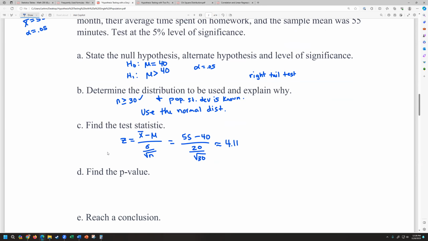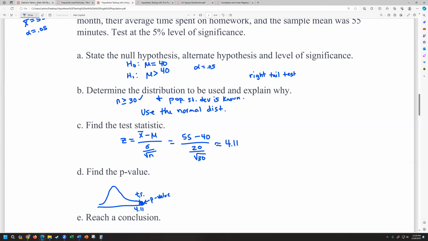Now, remember what this is referencing. This is the normal bell curve, and we're saying our test statistic, that's this guy, is at 4.11, which is pretty far in that right tail. The p-value is going to be what we get from reading the chart, that probability chart that correlates with a right tail of that value.